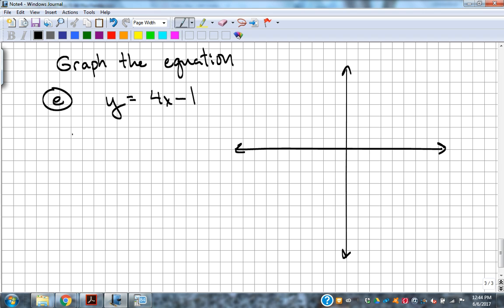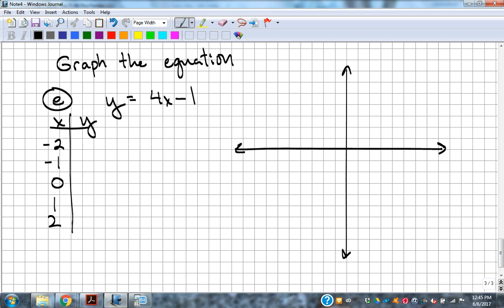So I'm going to use a table of values. I'm going to pick some x values and find the y values that go with them. I'm going to pick 3 or 4 x values. I'm going to say -2, -1, 0. Let's just go +1 and +2. There's 5 of them. That shouldn't be too bad. That'll give us a good idea of what this picture is going to look like.